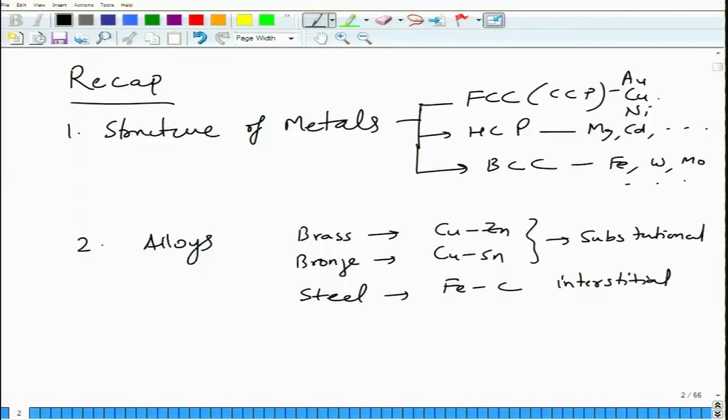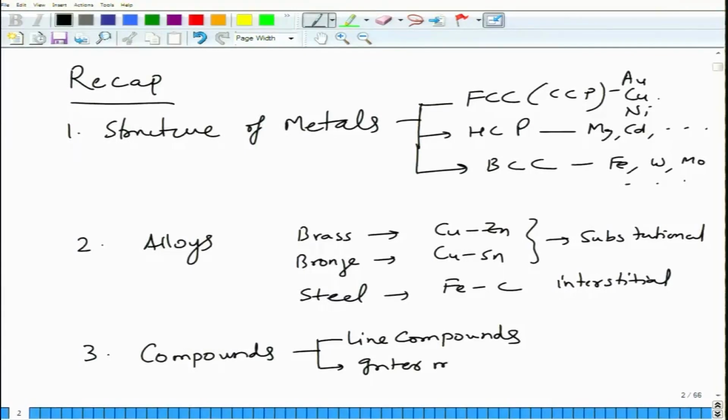And then we also saw some examples of compounds. So you can have line compounds, which have fixed composition, and intermetallics. Line compounds and intermetallics can often be similar also, and then we also looked at electron compounds. So these were three kinds of compounds which form when you mix two metals with each other, and they tend to have fixed composition. For example, electron compounds have a fixed electron to atom ratio.